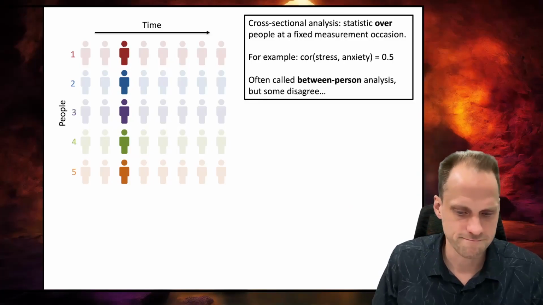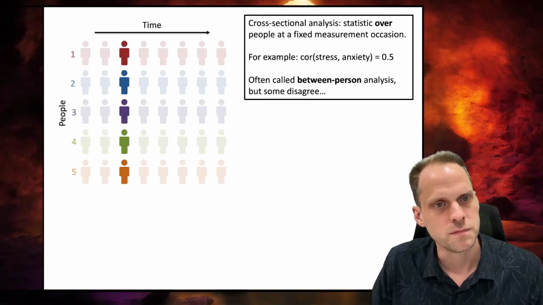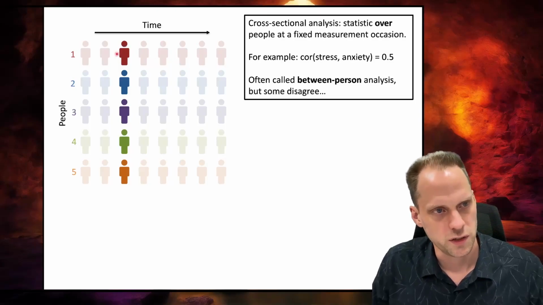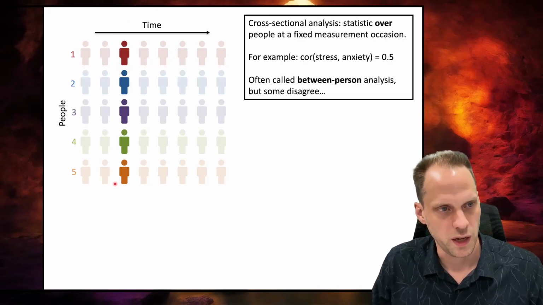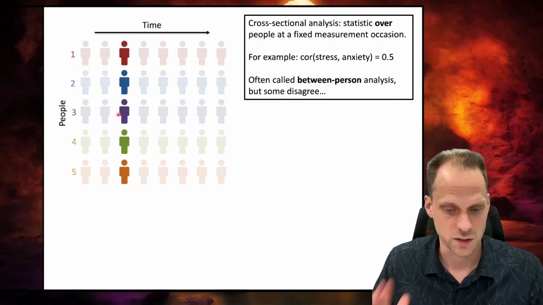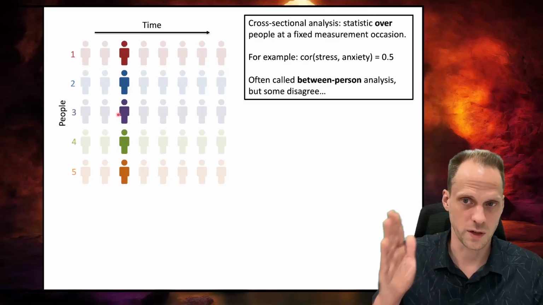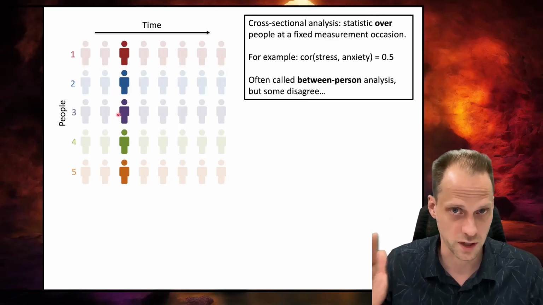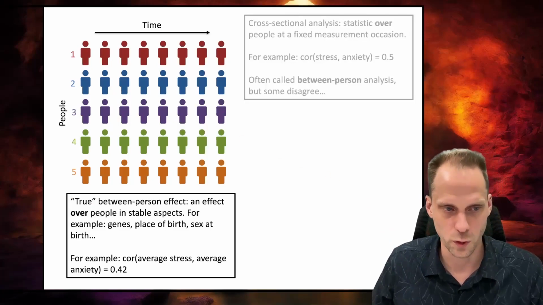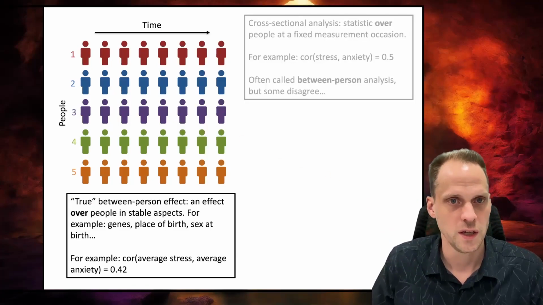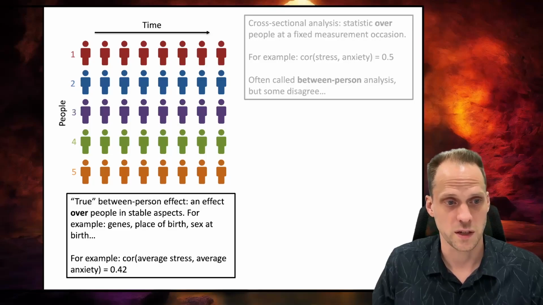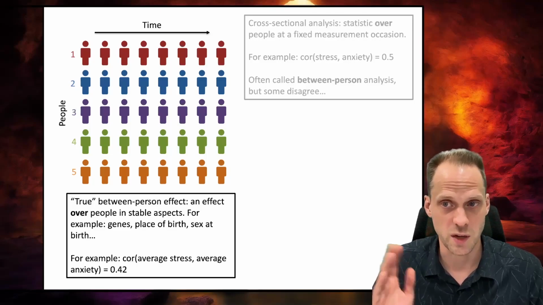But that's not technically correct. A cross-sectional analysis like this really would be an analysis on a dataset that is just one observation in time, where there could have been other observations as well at other time points. True between-person effects relate to effects that are between things that are stable across people.